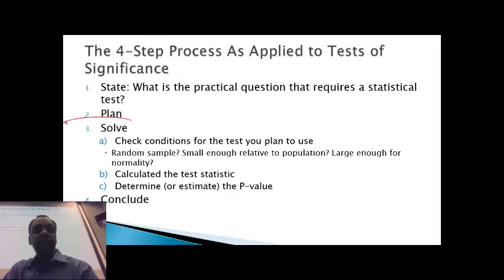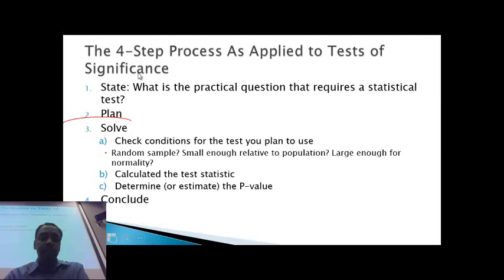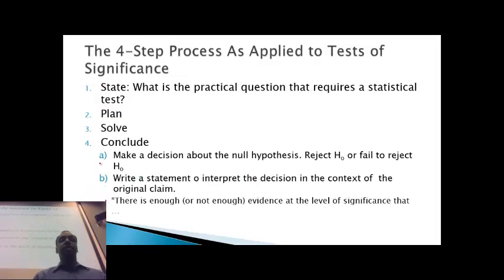And then solve. What kind of conditions are working out for us? All right, we're good. So state, plan, solve, the test statistic, the p-value. So that's the state guy, the plan guy, the solve guy. And then the conclusion is pretty much, do we have enough evidence to say yes, you're guilty, or no, you're not guilty? And then we'll pretty much have this statement, there is enough evidence, and so on.